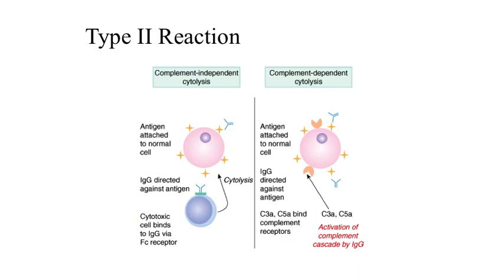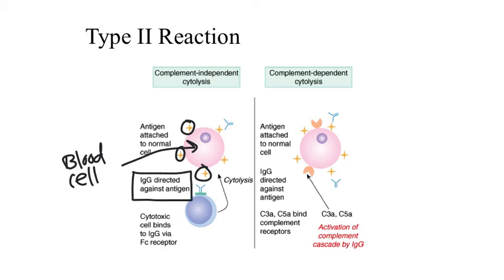The graphic here depicts a type 2 hypersensitivity reaction, which is common against blood cell surface proteins in lupus. You can imagine that this is showing a blood cell, like a red blood cell, which normally has proteins attached to its cell surface. For some reason, these surface proteins trigger an immune response that results in antibodies, or IgG, directed against those surface proteins.